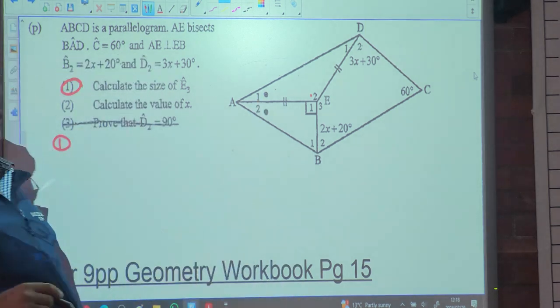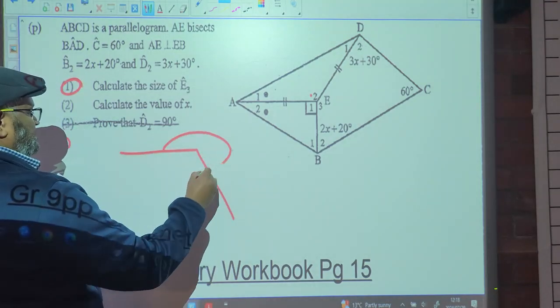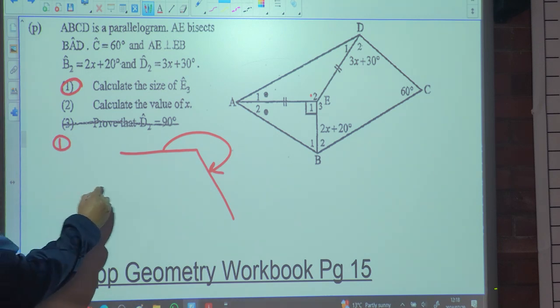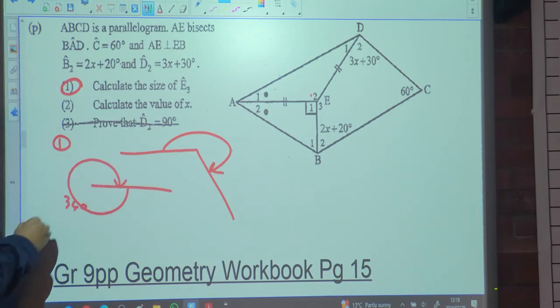That's a revolution, and what's a reflex angle? This is a reflex. A reflex angle is an angle that is greater than 180 but less than 360. Whilst a revolution is an angle that goes all the way 360 degrees.